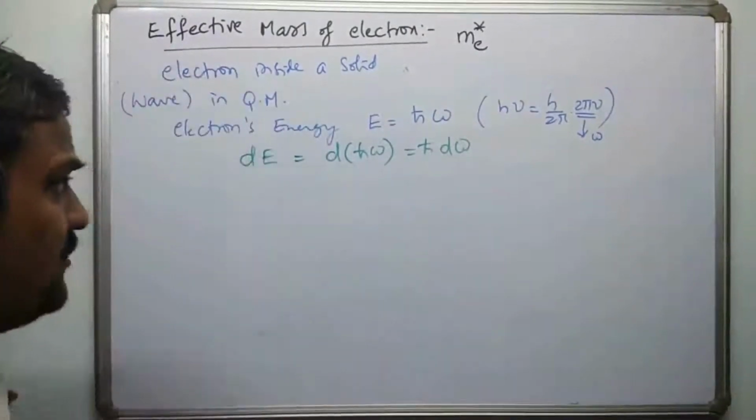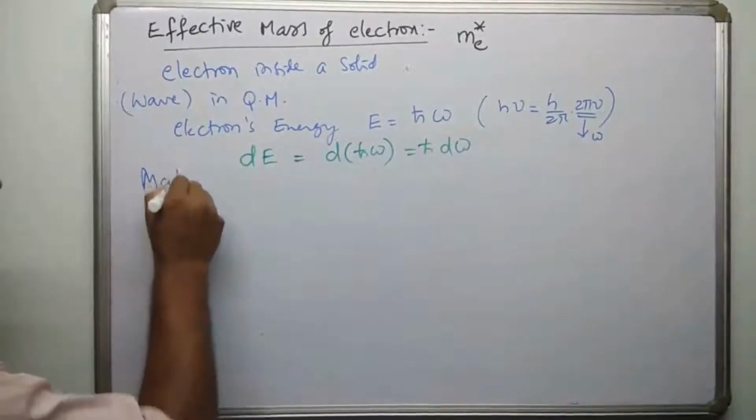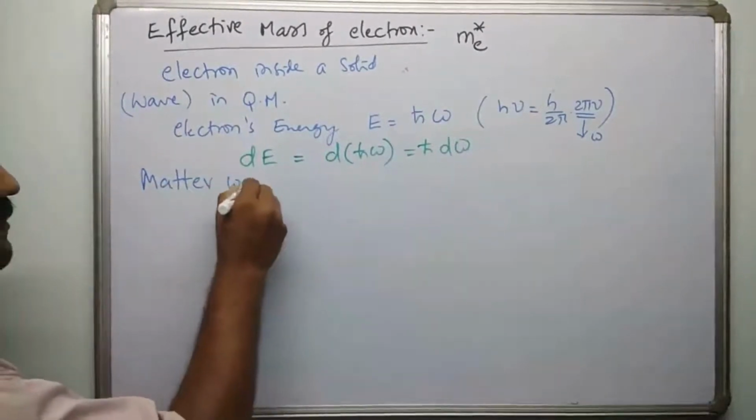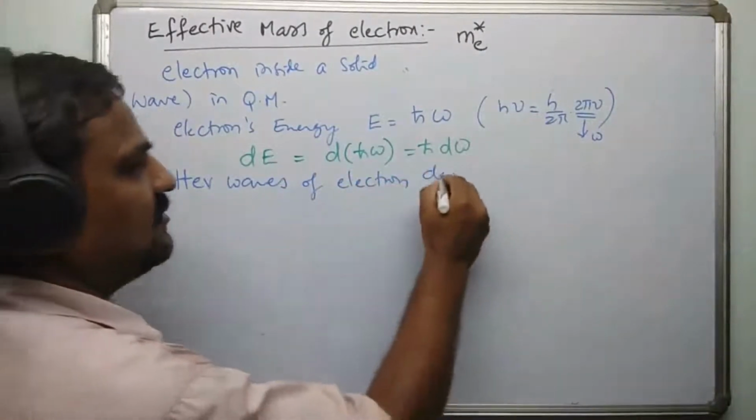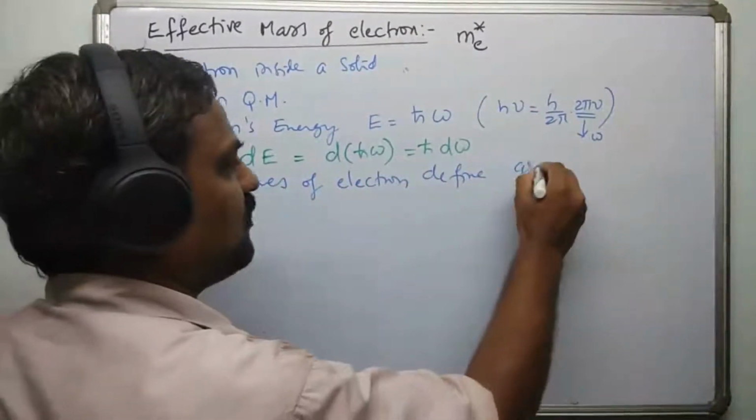So here we define a parameter called the group velocity of the matter waves of the electron.